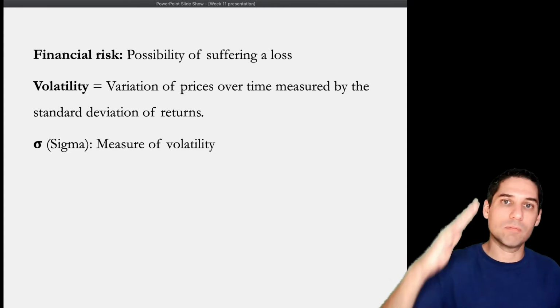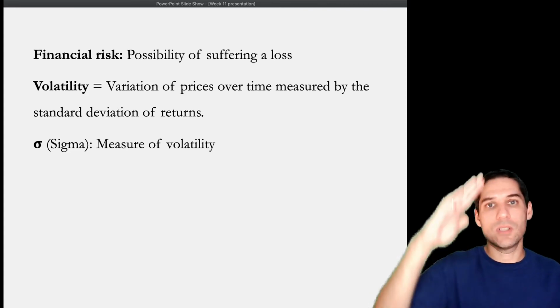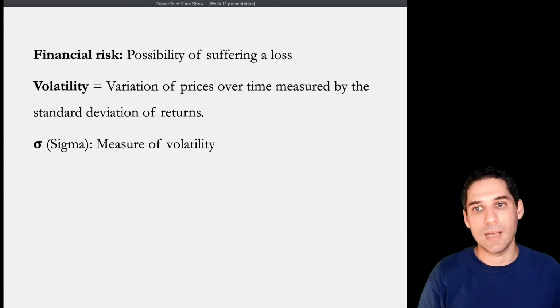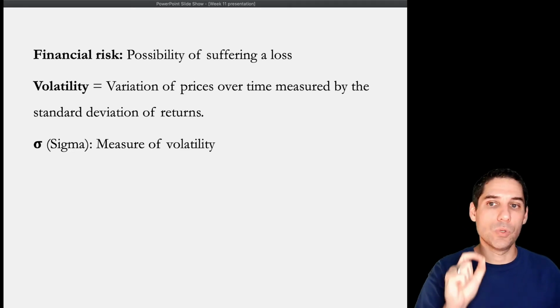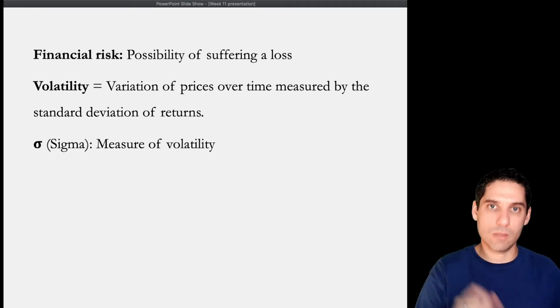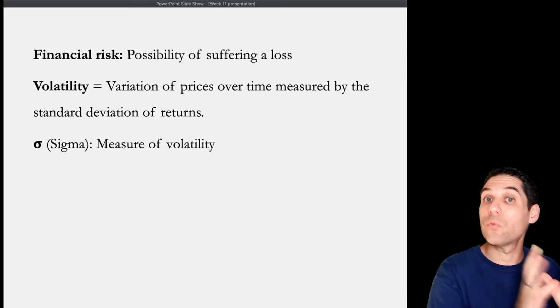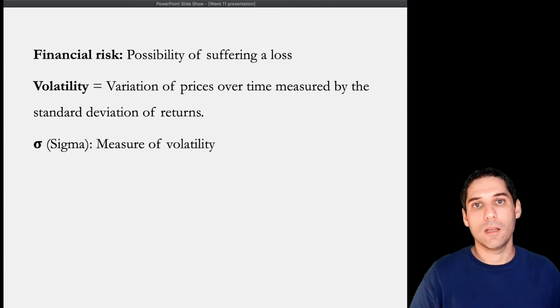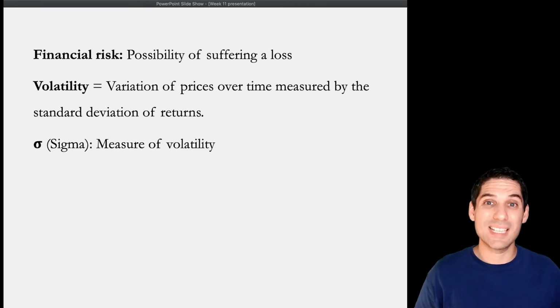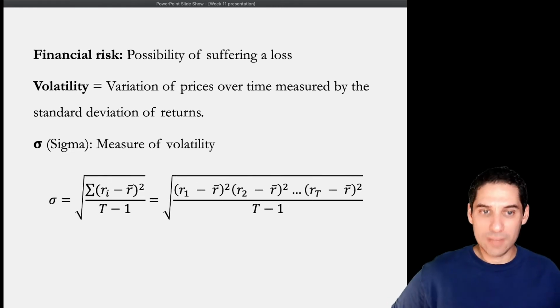So we're going to measure this at first using the volatility of prices going up and down, and we're going to use the statistical concept called standard deviation. The standard deviation of returns will be the measure of volatility and the measure of risk. And we're going to call this thing sigma. The Greek lowercase letter sigma is going to be our measure of volatility. And this is the formula.